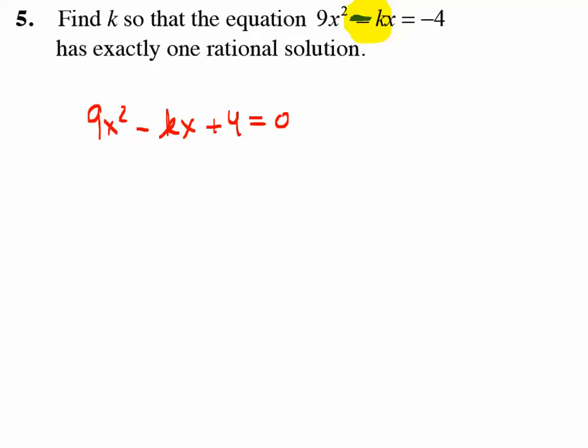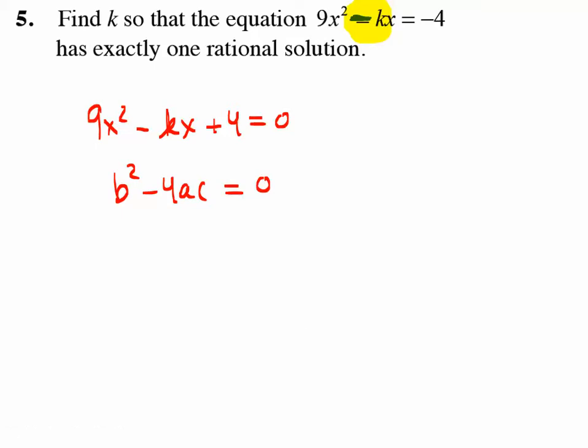At the end, I need to know what in the world k is. But I want this equation to have exactly one rational solution. Hold on real quick here. Go back in your notes. When do we have one rational solution? What does the discriminant have to equal? 0. So let's do that. Let's plug in the discriminant, and we're going to set the discriminant equal to 0.